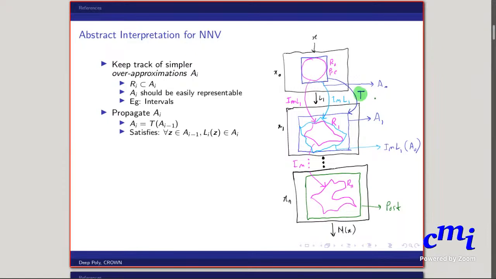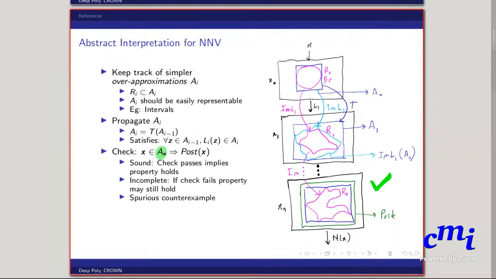And then this abstract interpretation based strategy will start with an A0, which is going to be a blue box over approximating my pre. And then it's going to repeatedly apply the abstract transformer, right? So you start with some A0, and then you repeatedly apply this T to A(i-1) to get A(i). And then finally at the end, you just check if this AN is entirely contained in this post condition region, right?